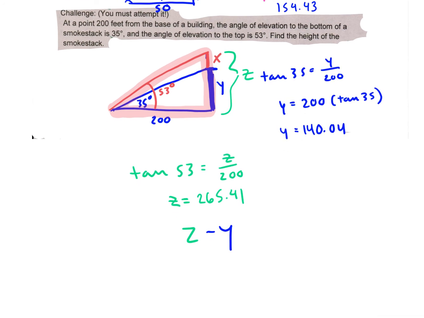And that would give me x. So if I did 265.41 minus 140.04, that gives me 125.37 feet.